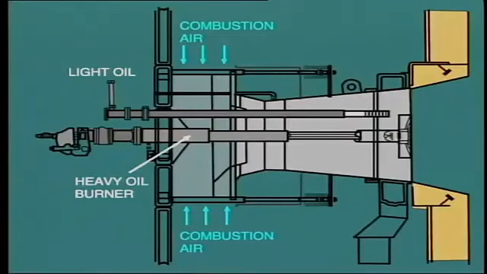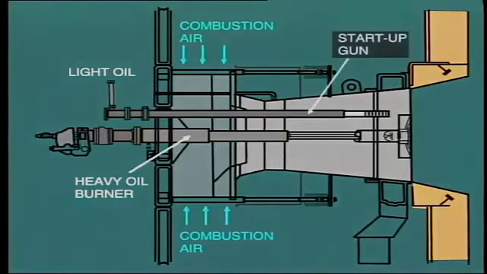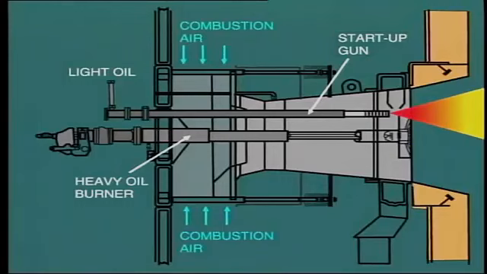Light oil, such as diesel fuel, is normally used for boiler startup. The advantage of this is that no heating is required, as its viscosity is already low. Also, mechanical atomization can be achieved at quite moderate pressure. Startup burners are located in the throat of each heavy oil burner, with the flame directed so as to provide a source of ignition when heavy oil injection commences.